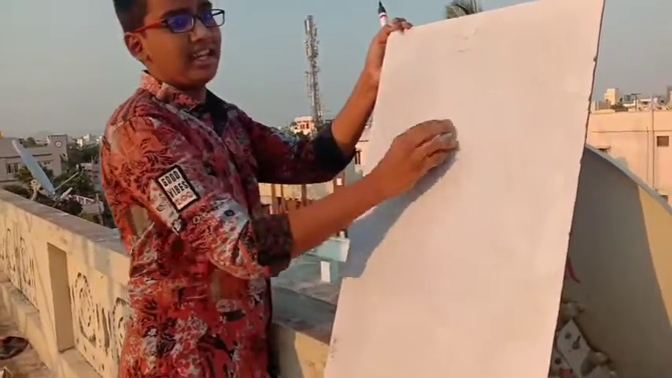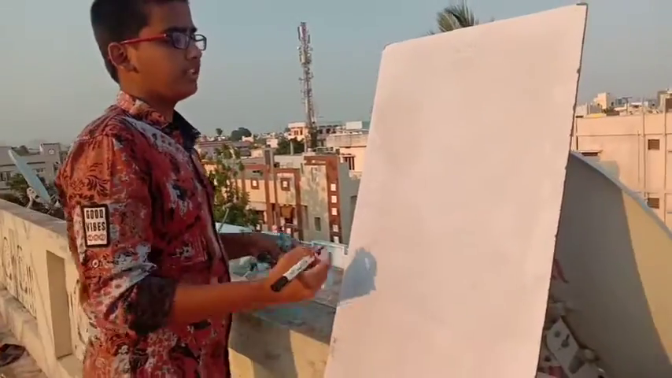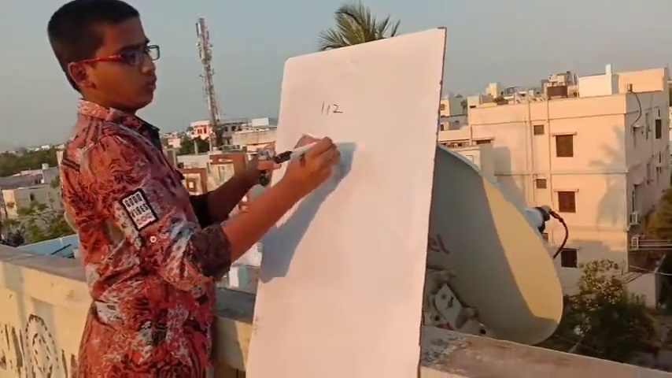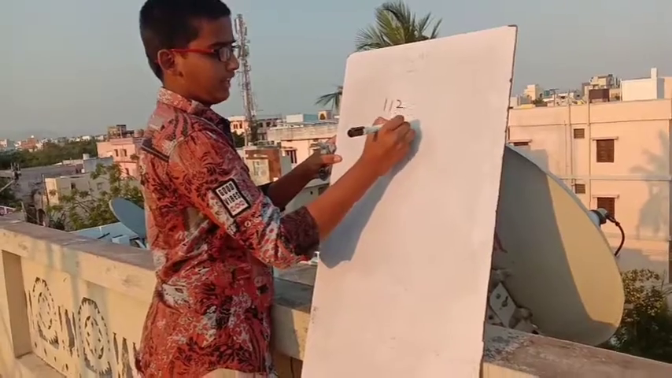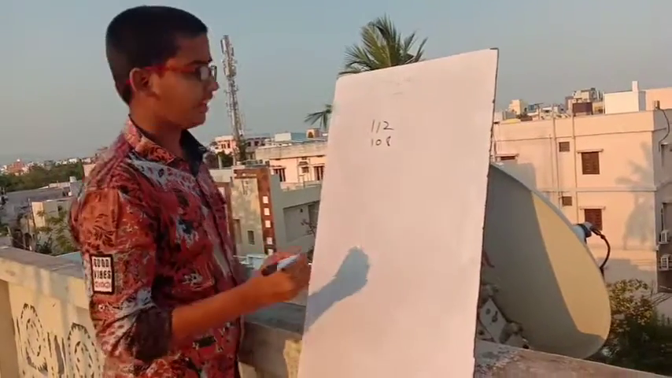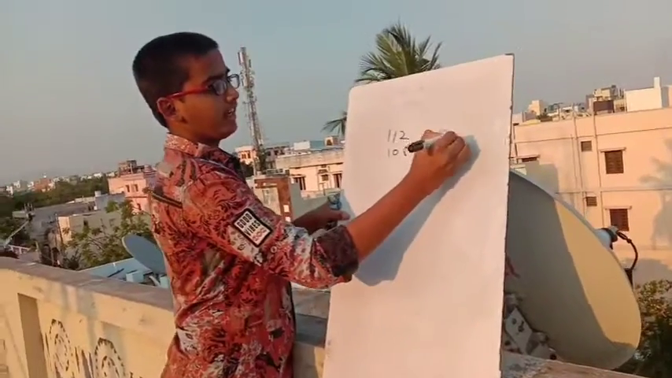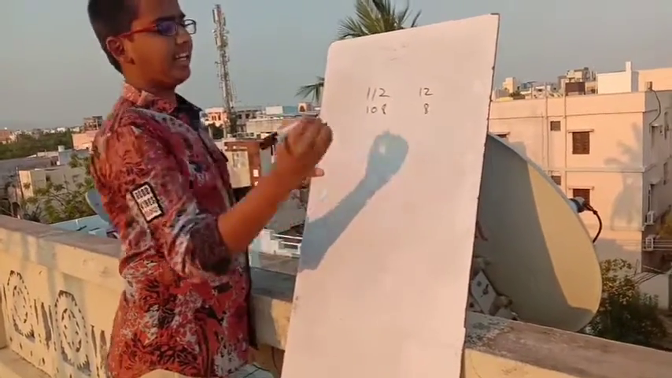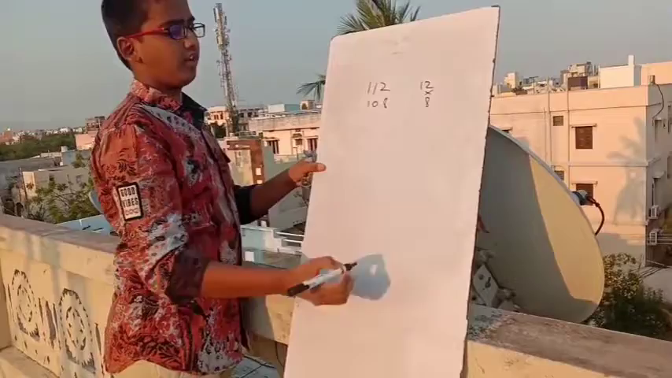Let's see another calculation like this. Suppose 112 into 108. I am taking bigger numbers here. These are also near to 100 only. This is 12 greater than 100 and this is 8 greater than 100. What is the multiplication of 12 and 8?